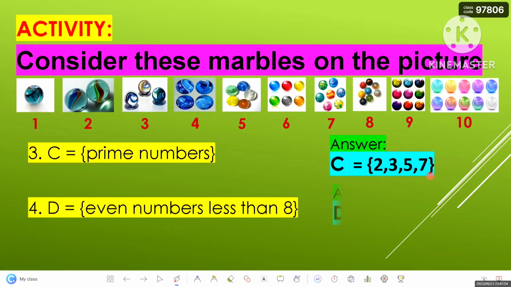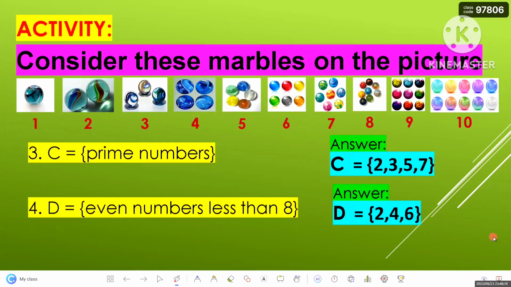Number 4, set D equals even numbers less than 8. So this is our 8, less than, going down. So even numbers are 2, 4, 6. Let's see. So the answer, set D equals 2, 4, 6.